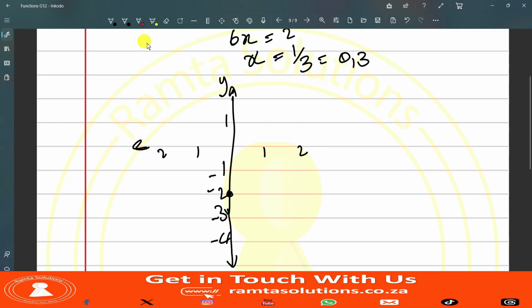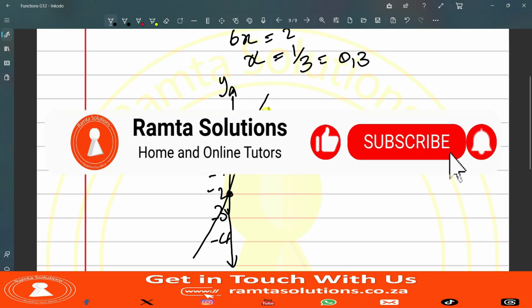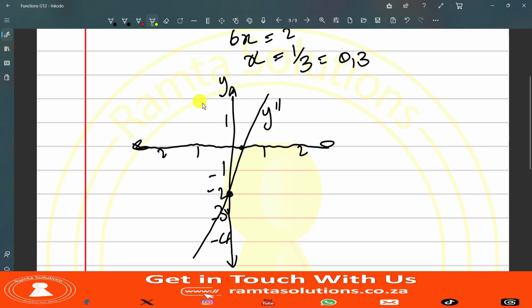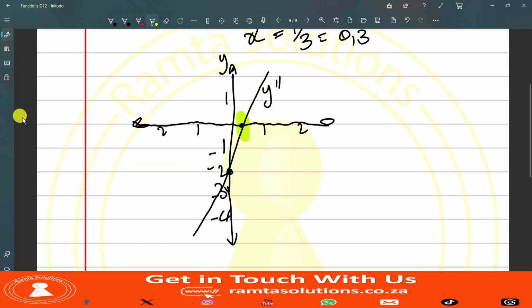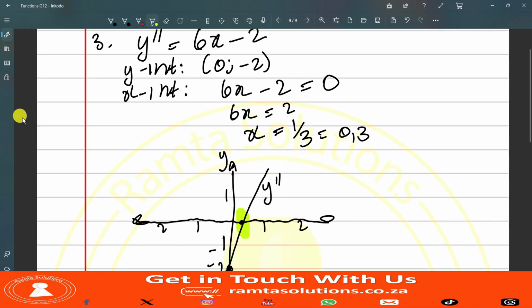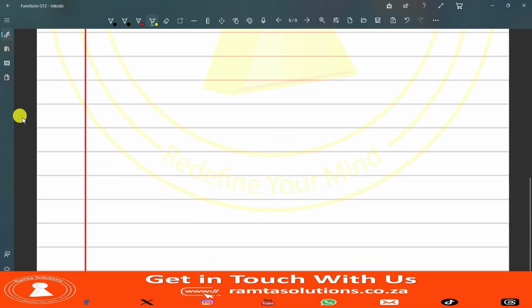The line is not nice. Let me just fix it nicely. Okay. Nice. So 0.33. I want to imagine it here. Then we plot our graph. But, okay, this is y double prime. I want you to note this point here. Right? I want you to note that point. Happy? Great. Now, having said that, let's then go to the fourth one.